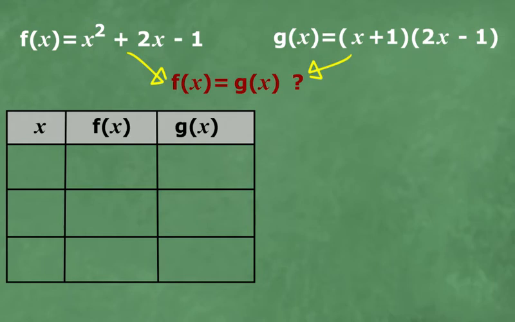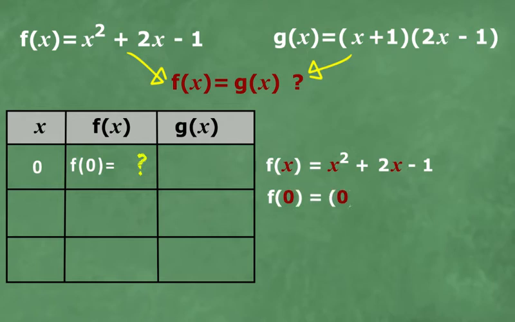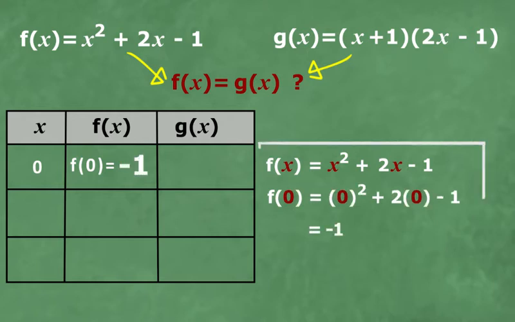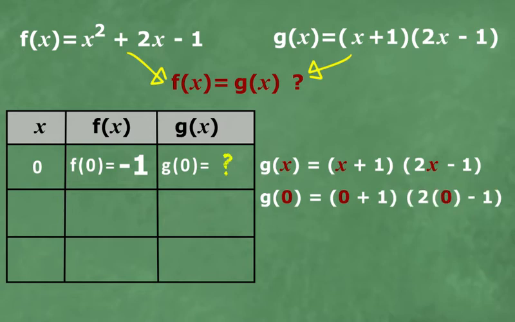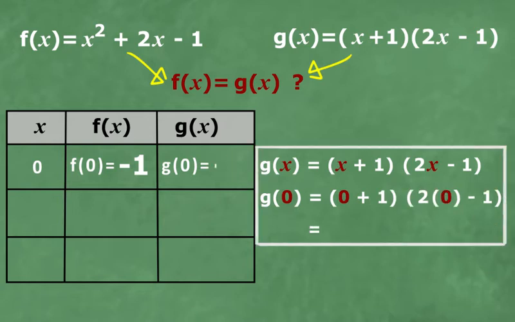some values of x. First, let's try x equals 0. The value of the polynomial f is given by f of 0. By substituting x equals 0 in f of x, the value of f of 0 is negative 1. Similarly, the value of g of x when x equals 0 is g of 0. Its value is also negative 1, same as f of 0.